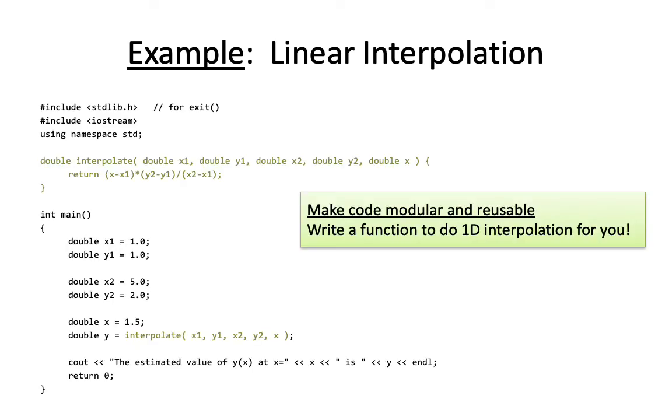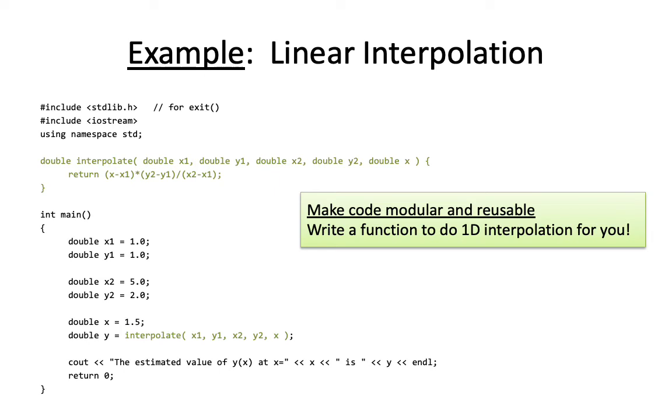All right, thanks. So what I thought of first was, let's make this code more modular and more reusable. So rather than doing all the interpolation by hand, why don't I create an interpolate function, and then anytime that I need to interpolate, I could just call that function.